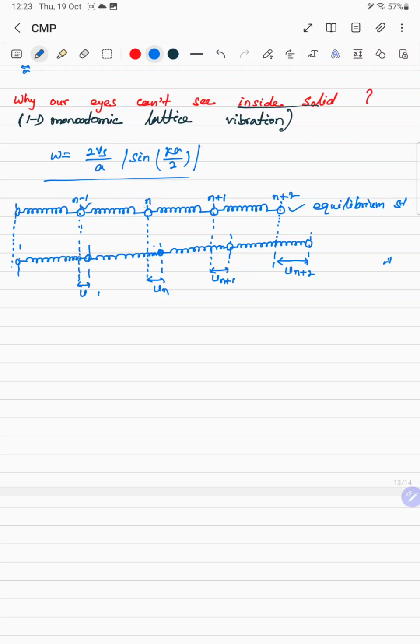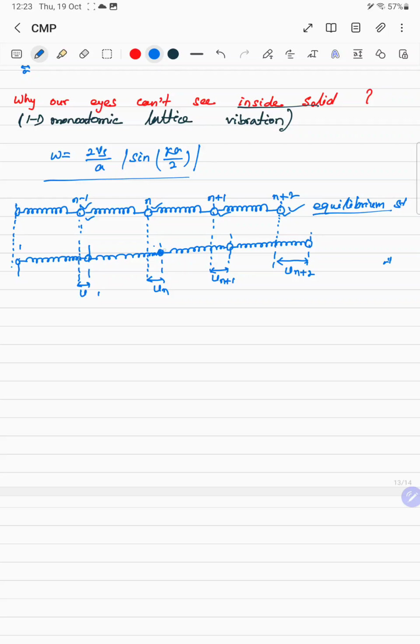These are the atoms. This is an atom. I have taken this one as the reference atom, the nth atom. So this will be the (n+1)th atom, this is the (n+2)th atom, and this one is the (n-1)th atom. This is the state of equilibrium.